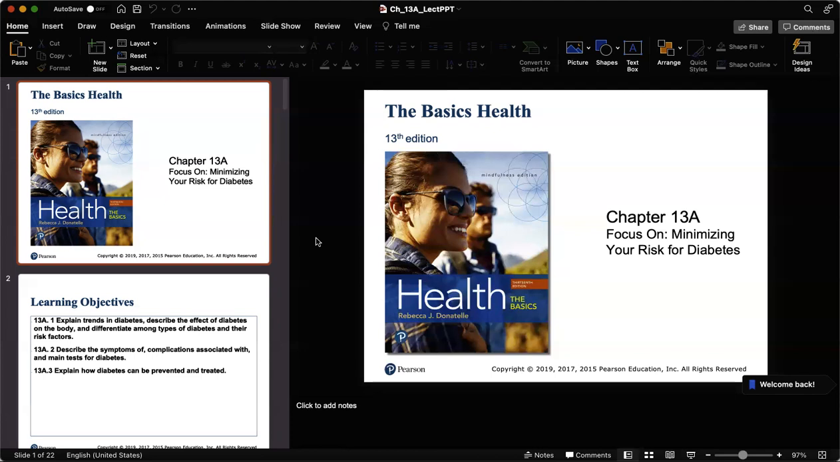So the 4 types of diabetes in total would be type 1 diabetes, type 2 diabetes, gestational diabetes, and diabetes insipidus. Diabetes insipidus is the one that you don't need to know. We'll just graze over it when we get to it in the PowerPoint, but it does exist. So if you hear the word, it is an actual thing.